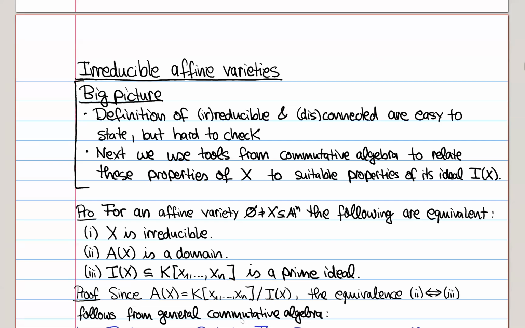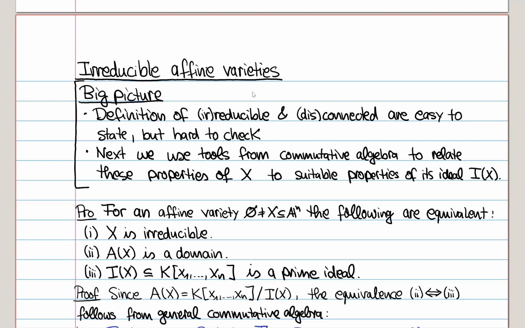In the last video, we saw the definition of a topological space being either reducible or irreducible, or connected or disconnected. And these definitions are pretty short, they're easy to state. But when you're given a concrete topological space, it can be hard to check because it requires you to basically check all unions of two closed subsets, whether they can cover the space without being the entire space, for example. And for concrete spaces like X being affine varieties, we would like some tools to check this.